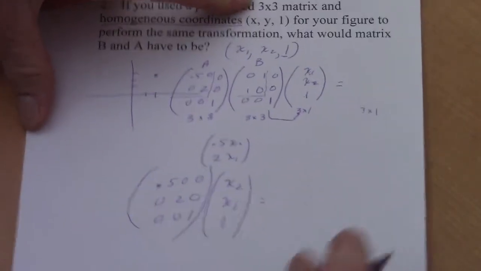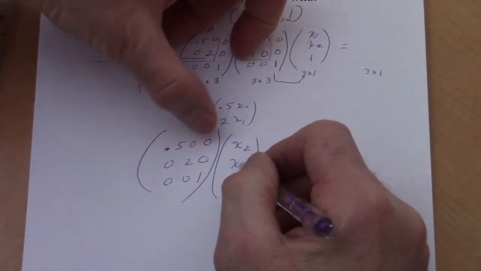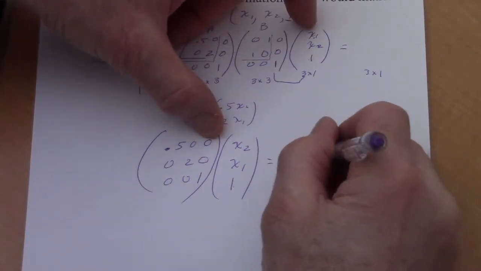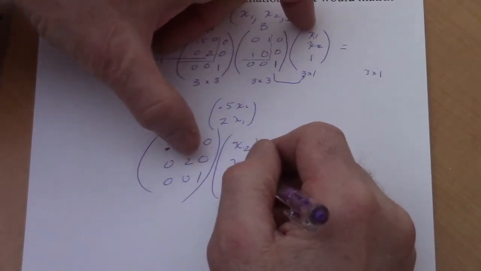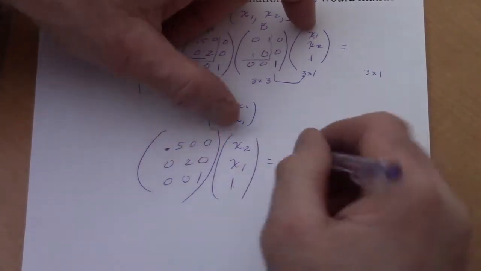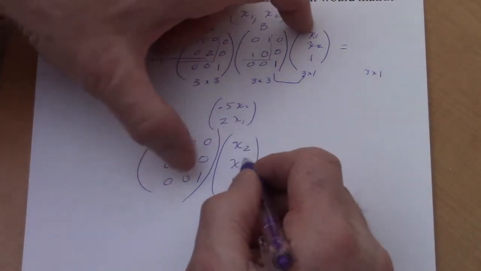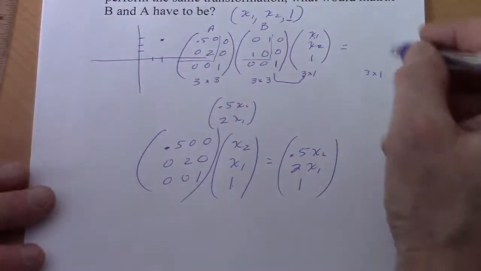And now when we have 0.5, 0, 0, and 0, 2, 0, and 0, 0, 1, watch what happens when we multiply that. We get 0.5 times x sub 2 plus 0, x sub 1 plus 0 times 1, which is just 0.5 x sub 2. And then 0, 2, 0 is 0 times x sub 2 plus 2 x sub 1 plus 0. So that's going to be 2 x sub 1. And then 0 plus 0 plus 1. So it's basically the same.